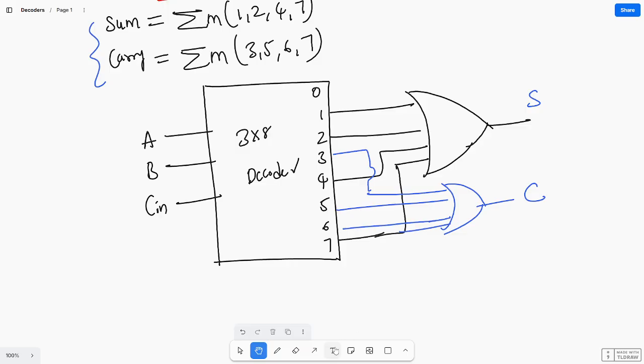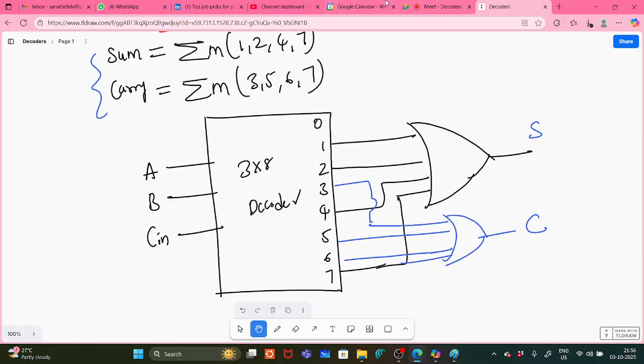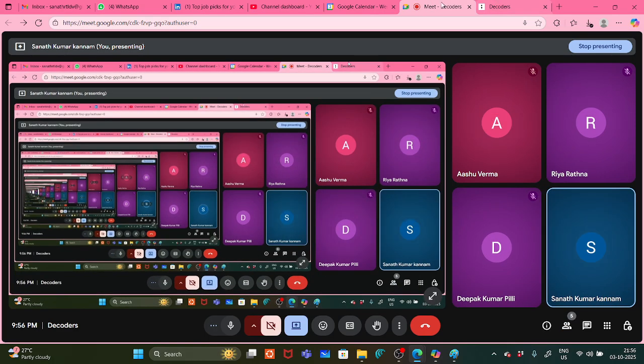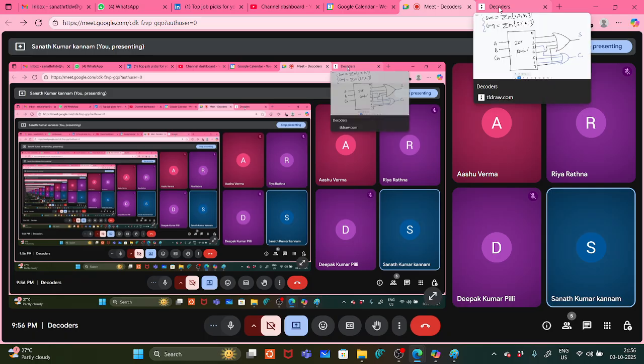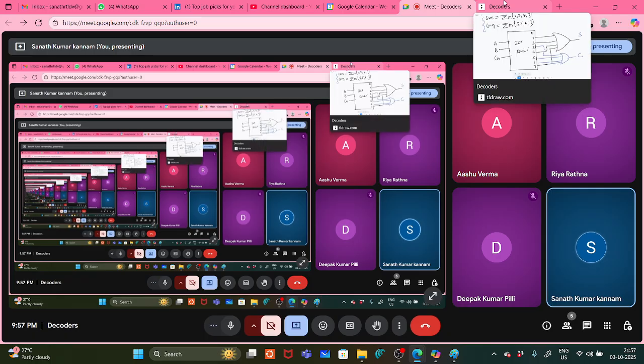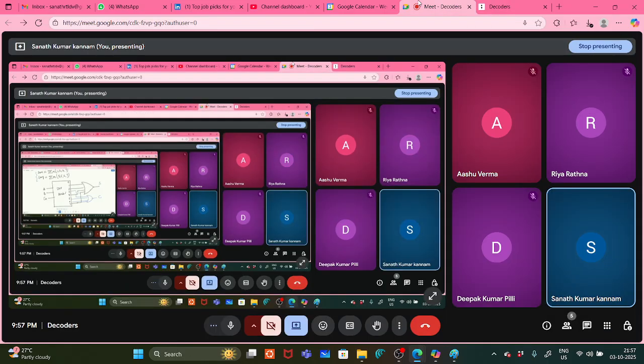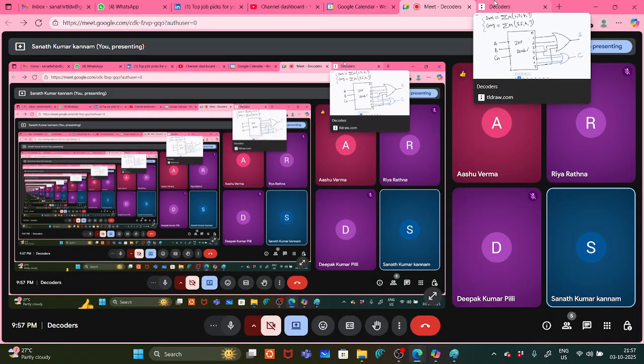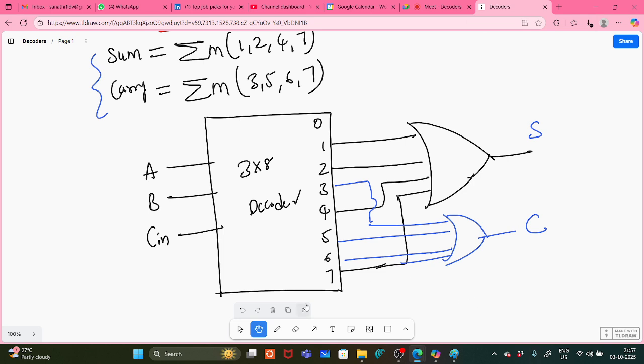4 input decoder concept is fine. Any doubt in this? Just give response so that I will move forward. Anyone? Okay, it's fine now. Did you understand the decoder? Yeah, waiting for your response. Okay, next you will see.